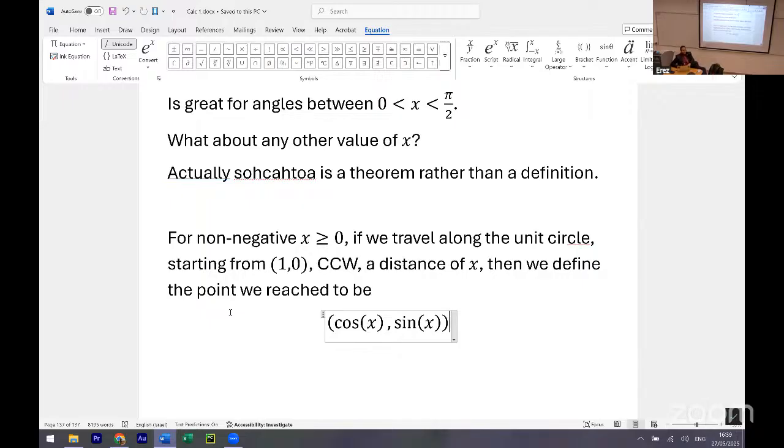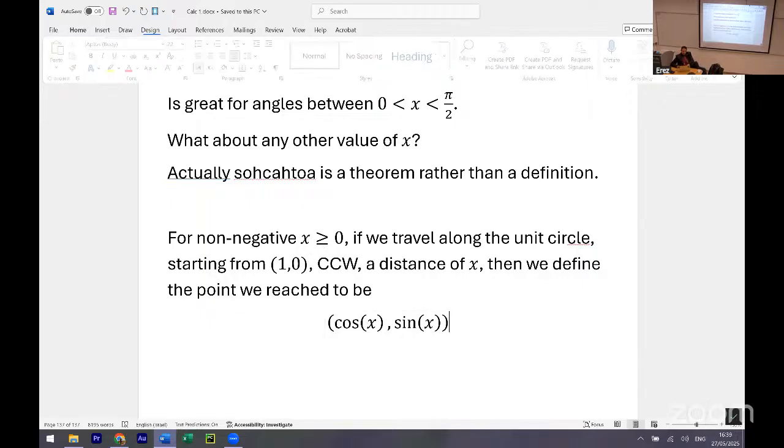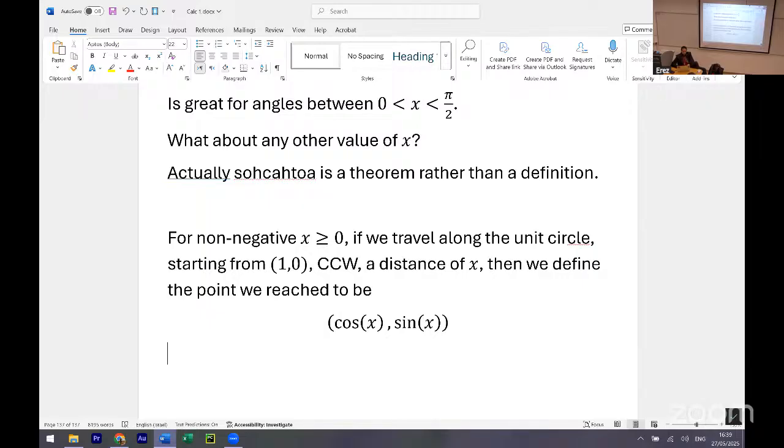What happens if x is negative? Do you know what happens if x is negative? It's the negative of the sine. We're going clockwise instead, so it's the double of the sine. But why? That's not the definition.